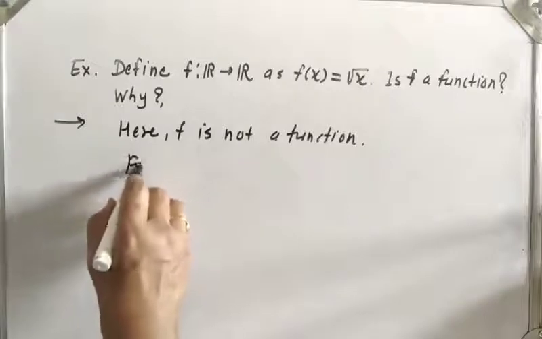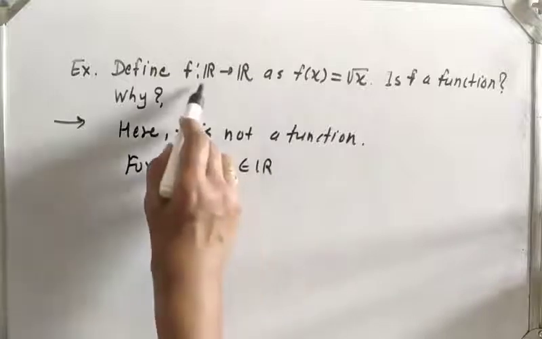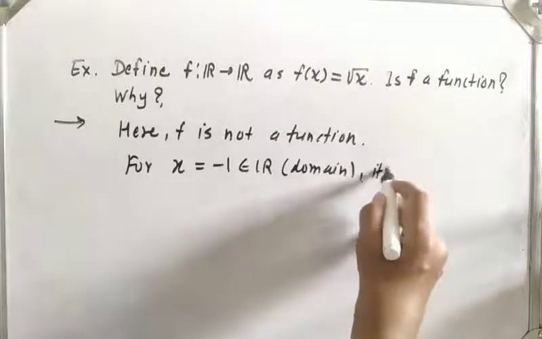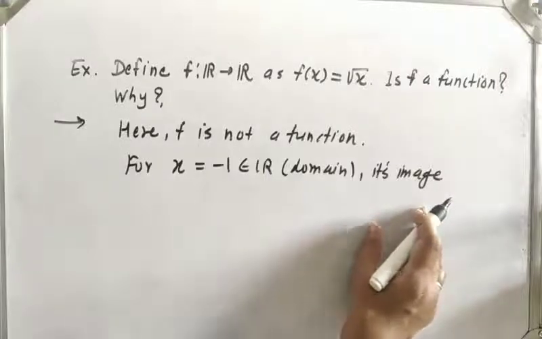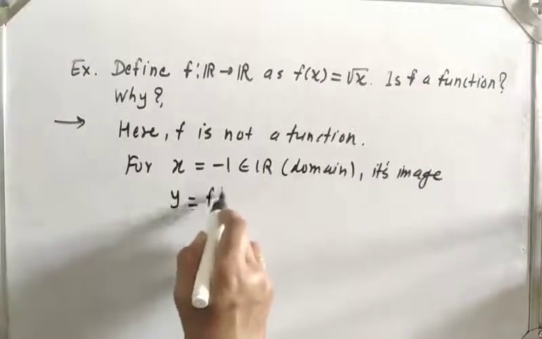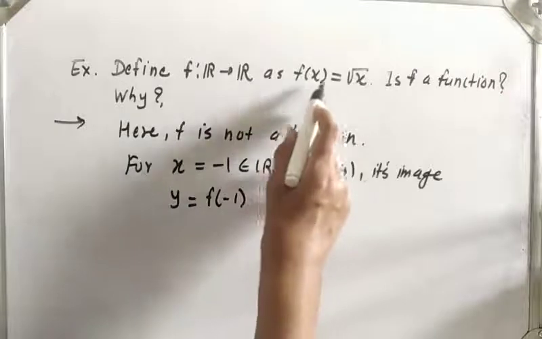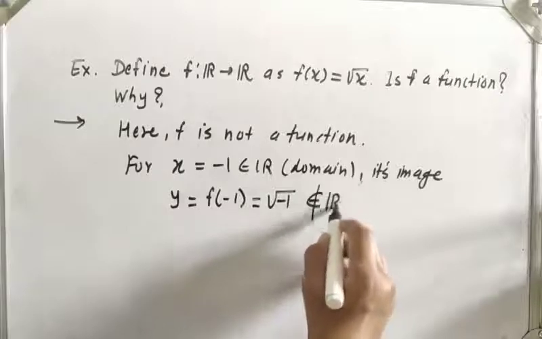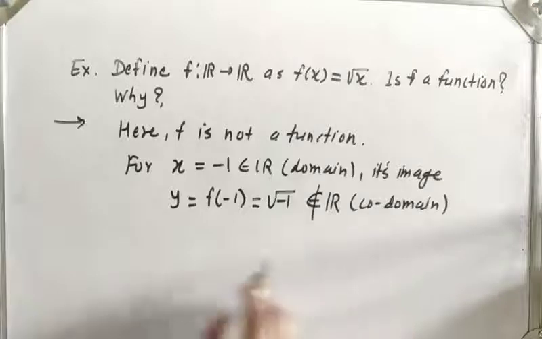What is the reason? Suppose we are taking x equal to minus 1. Let us take minus 1 belongs to domain. This R is domain. Its image will be present in codomain. Let us denote its image by y, that is, here is minus 1, here will be f of minus 1. What will be f of minus 1 by this definition? Square root of minus 1 does not belong to R. This R is codomain. Therefore f is not a function.